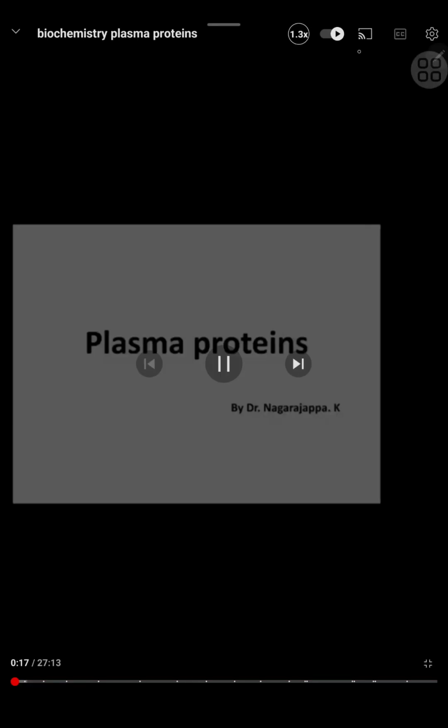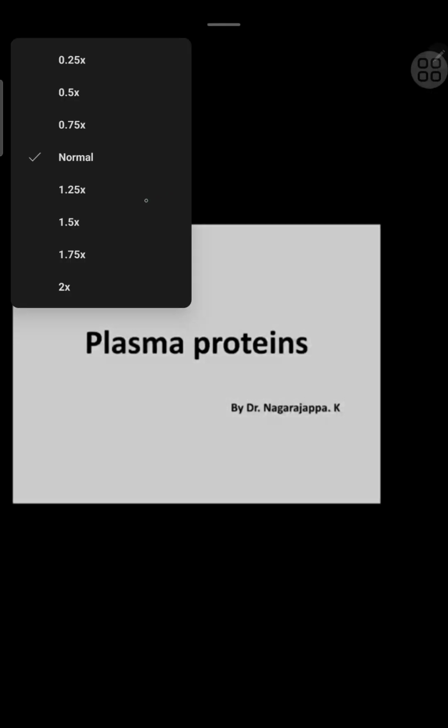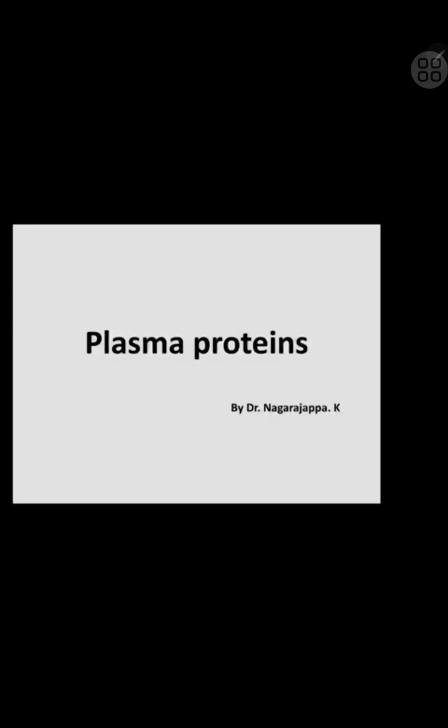The questions they are going to ask on plasma proteins are: name the major plasma proteins, how they are separated, and their normal values for 5 marks. Other 5 marks questions are acute phase proteins, and acute negative phase proteins for 3 marks.